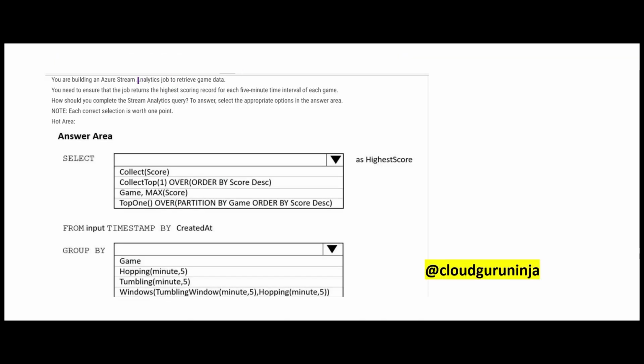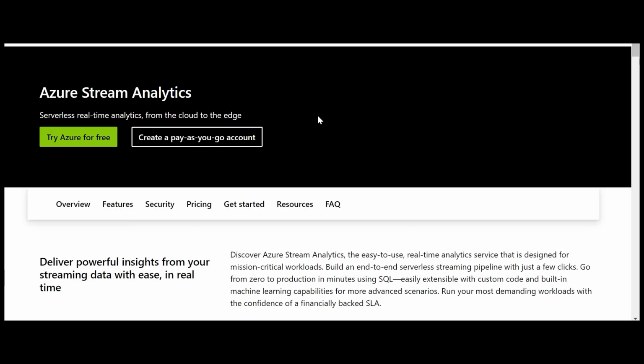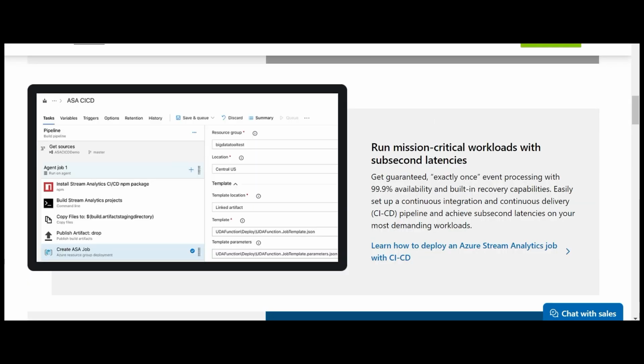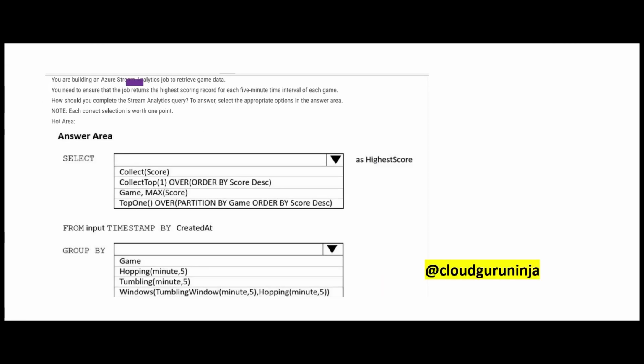Now let us look at the next question. This is about Stream Analytics. What is Stream Analytics? The moment you hear real time, it is Stream Analytics. It is all about real-time analytics from the cloud to the edge. You can build streaming pipelines in minutes. You can run mission-critical workloads with sub-second latency. So fast, man.